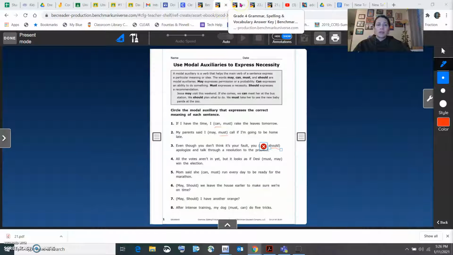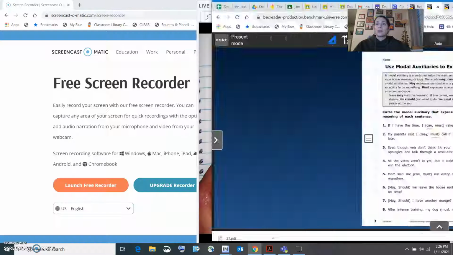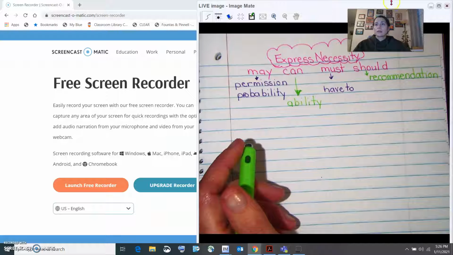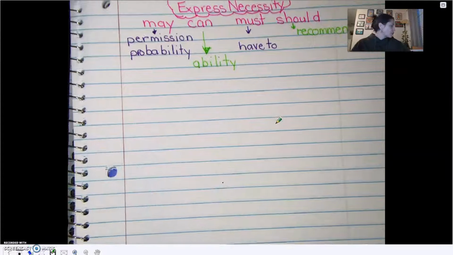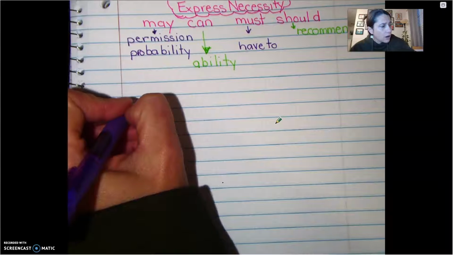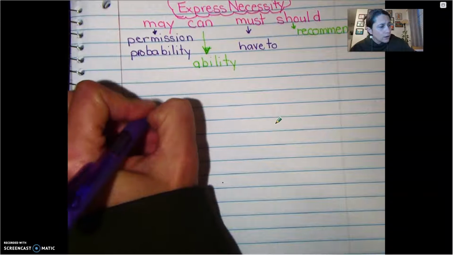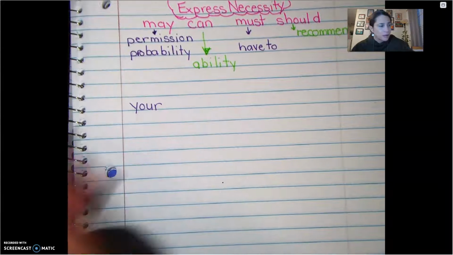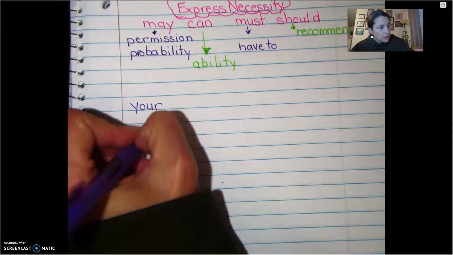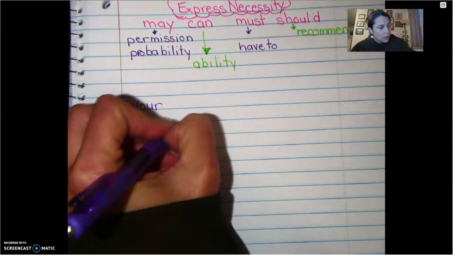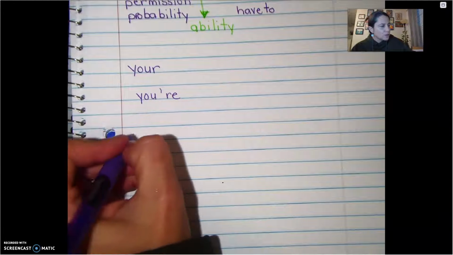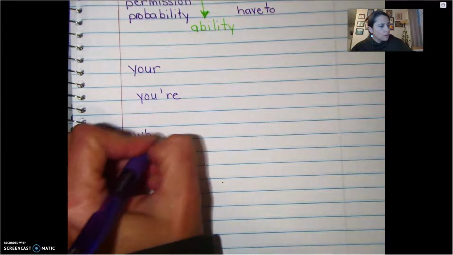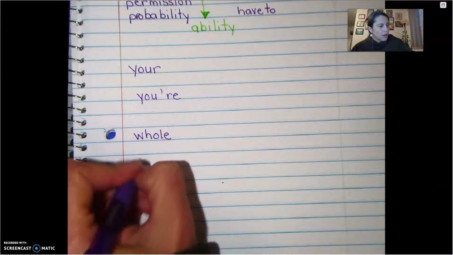Now your next assignment is going to be words that are frequently mixed up. So the ones that I want you to write down on your paper are your, spelled this way, and your, spelled this way. And then I want you to do whole and whole.